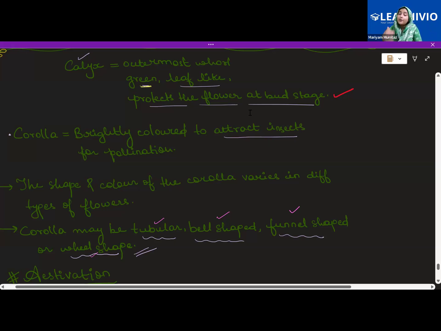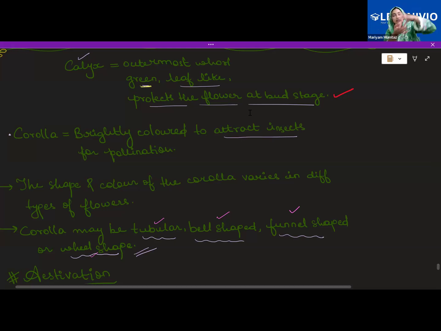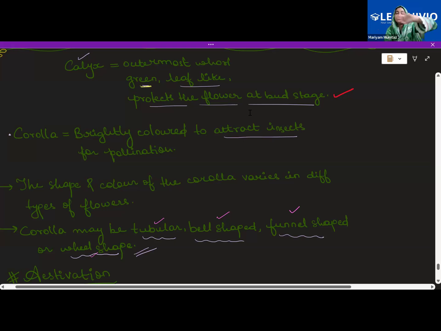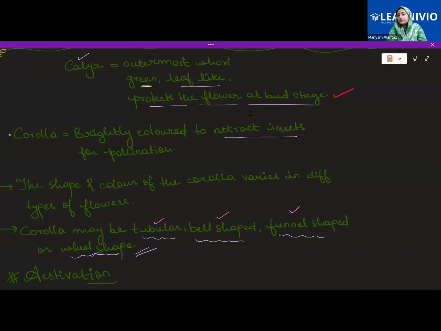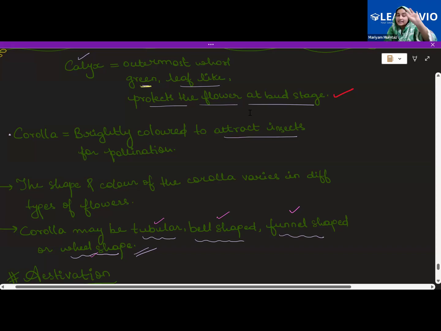For what purpose? For pollination, so that the insects would come, their bodies will be dusted with the pollen grain, and when they go to another flower, they'll transfer the pollen grain. So for transferring the pollen grains, the insects are attracted to the flowers, and the flowers have this mechanism that they have brightly colored petals, very fragrant petals, and then nectars and stuff are there. So the insects get attracted.